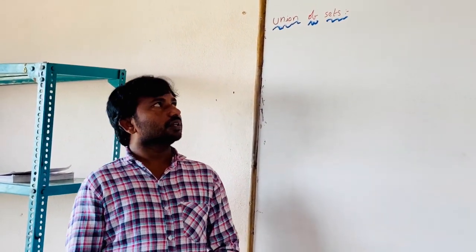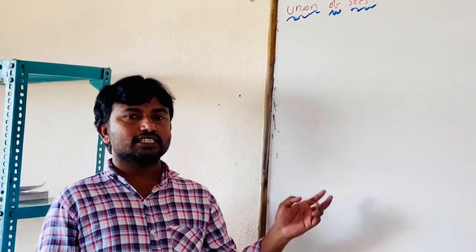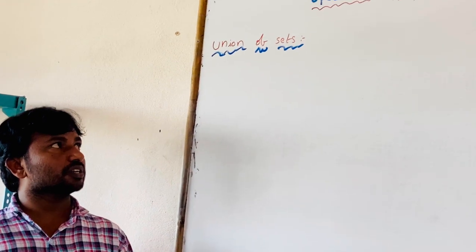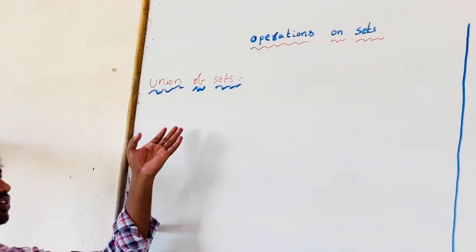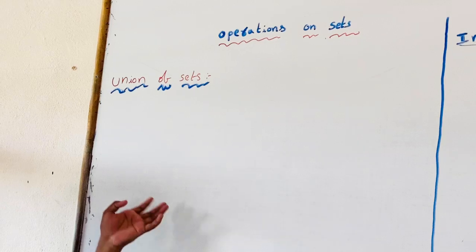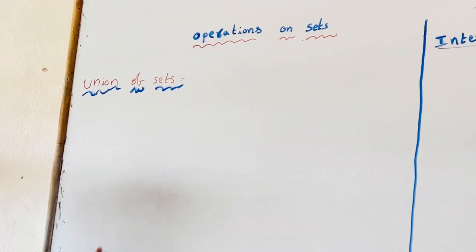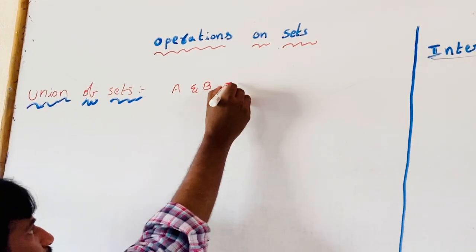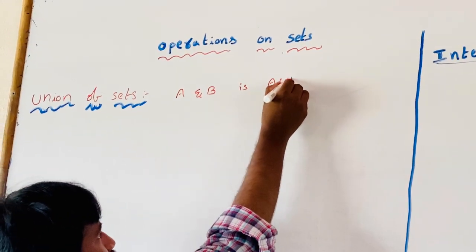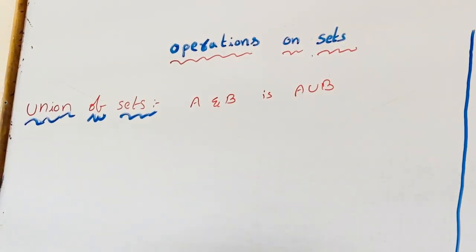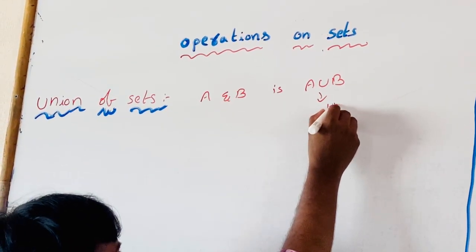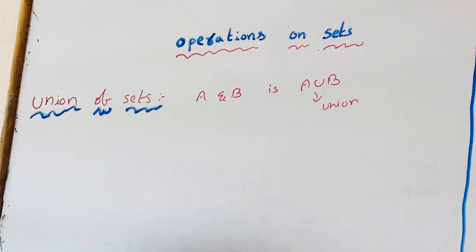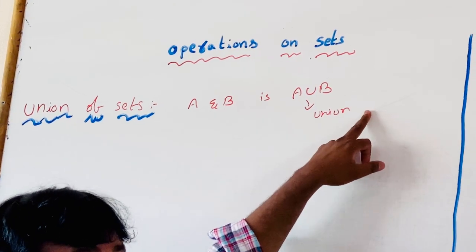This is Rider. In previous classes we already discussed types of sets. Today's topic is the operations of sets, and in that, the union of sets. The union of sets A and B is denoted by A union B. This is the union. A union B is a set.